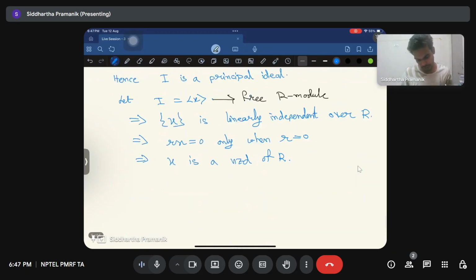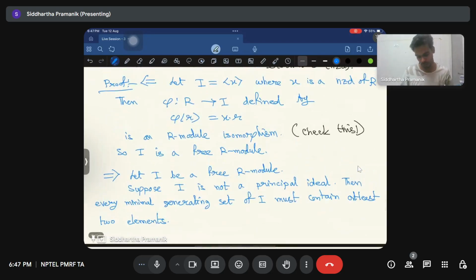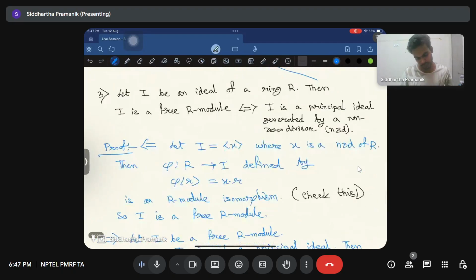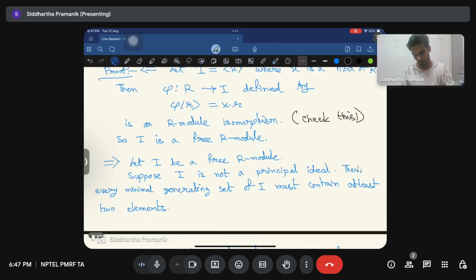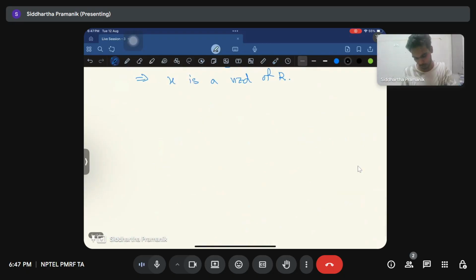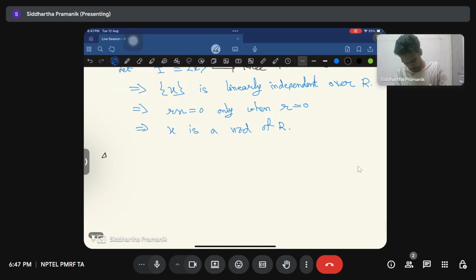So this completes the proof that when an ideal of a ring is a free R-module. So the proof is very easy, but one just needs to recall this. Okay, so let's move on to another problem. Problem number 4.